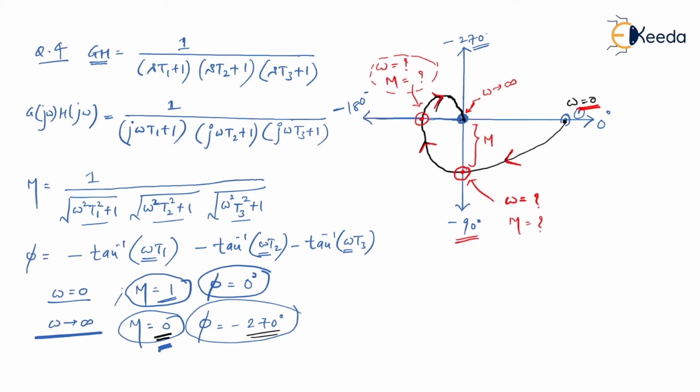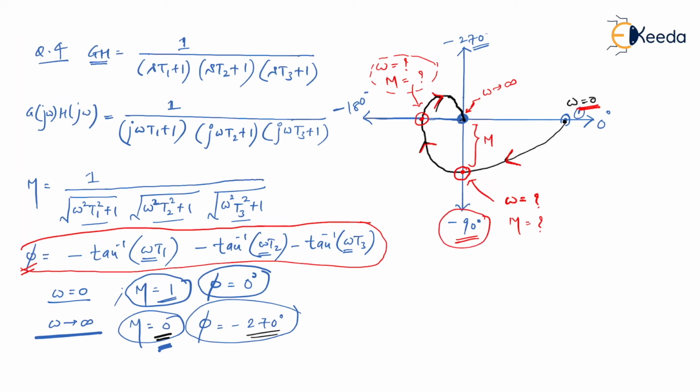What is the standard procedure? What you know is the phase angle. From the phase angle, use the phase expression. Substitute the value of the phase. For example, when I'm going for minus 90 degrees, substitute the phase value equal to minus 90 degrees, get the value of omega. Substitute that omega value in the expression for M.